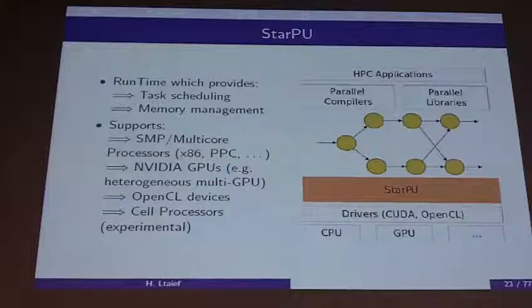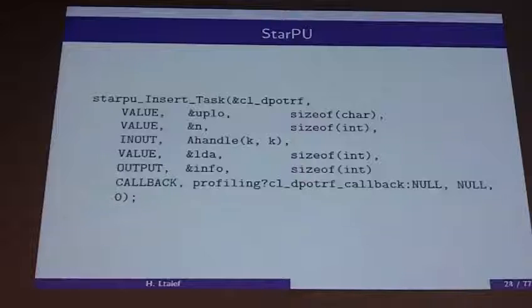You have your application here, parallel compiler, or parallel libraries that you can rely on, and you can now depict your sequential code into a DAG, and then the runtime will jump in and take this DAG and schedule it, whether it could be on the CPU or on the GPU. And this is the way the API looks like. As you can see, it's very similar to what QUARK is doing, except that StarPU again will run the different kernel on the GPU or on the CPU.